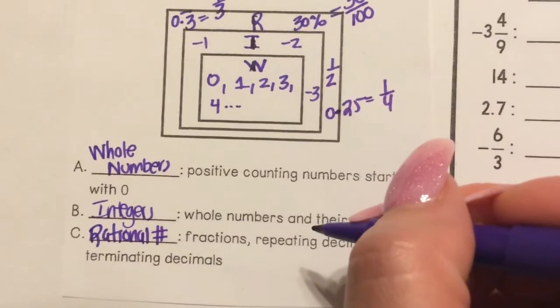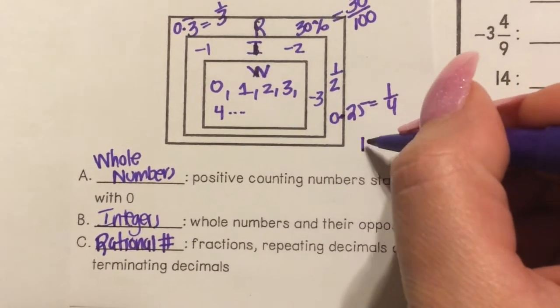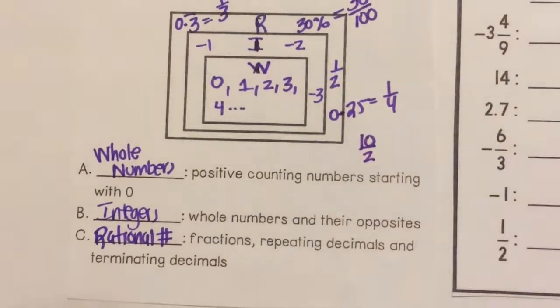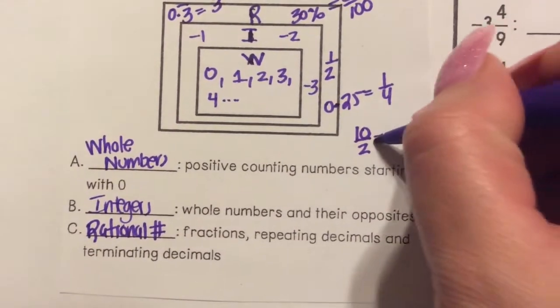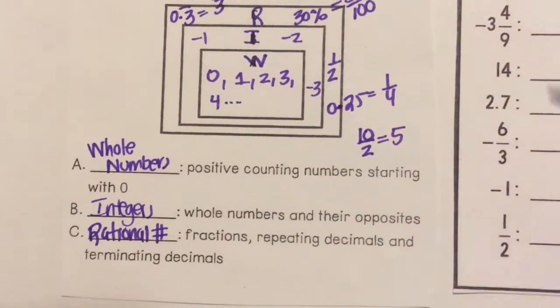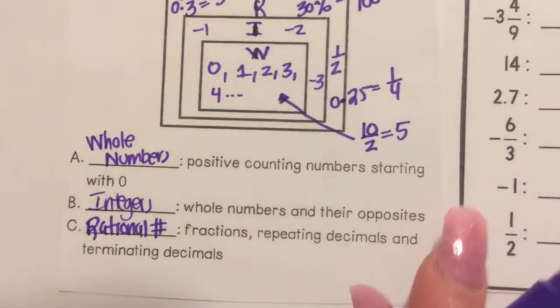Sometimes you're going to be challenged with different questions. Like for instance, if I give you 10 divided by 2, where would you place this number? You might think, oh, that's a rational number. But no, this is actually a 5. Therefore, this 10 over 2 should be placed here on the whole number section.